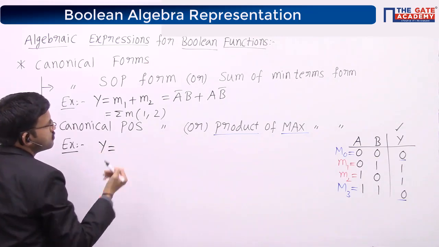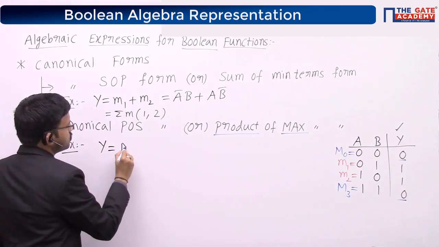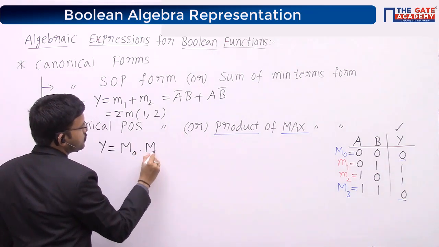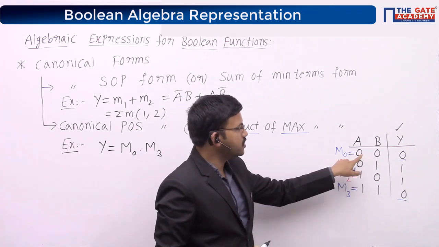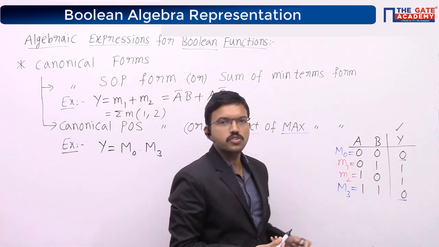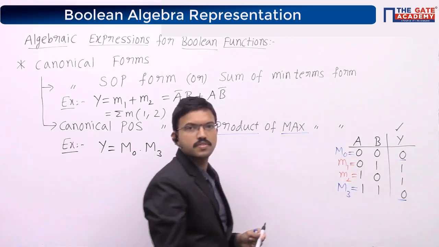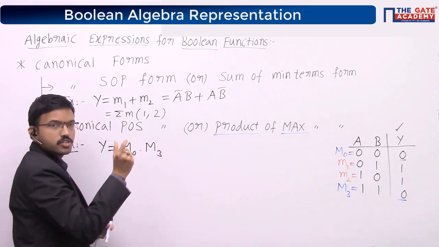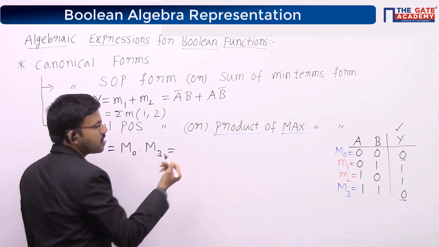Y equal to M0 into M3. See, other than these 2 combinations, we are getting output as 0. So here I am considering the Maxterms, Maxterms product together. Now, in terms of variables, how can we write?